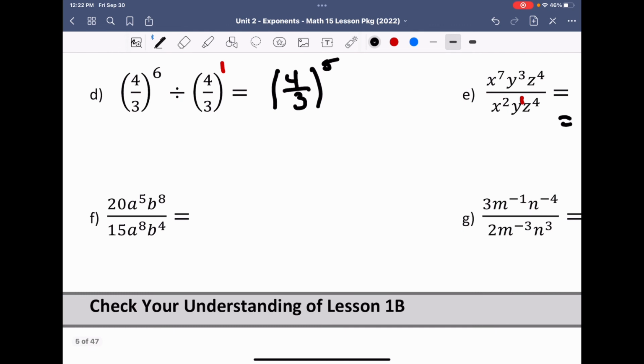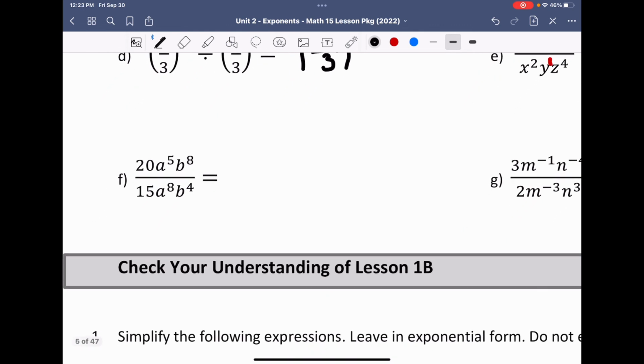We go down to F. F introduces a number coefficient. When we deal with number coefficients, we always want to be thinking about, how can I reduce this as much as possible? Well, I can reduce this by saying, what does 20 and 15 both divide by? In this case, it would be 5. So I'm going to get 4 over 3.